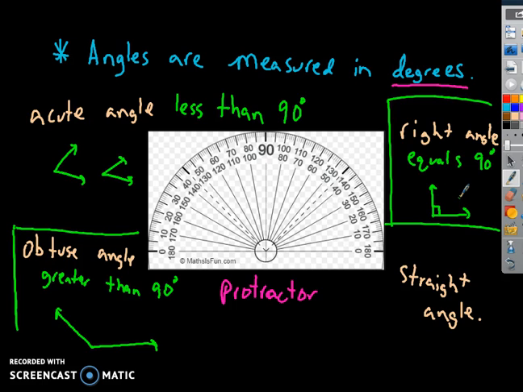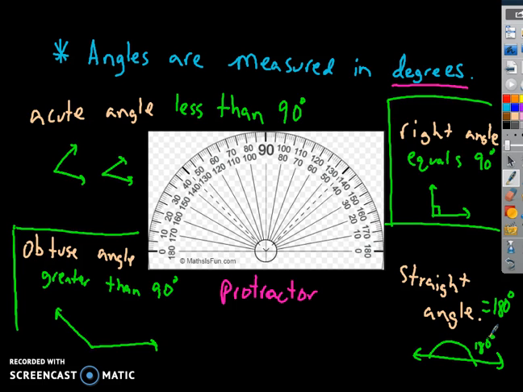All right, and the last one is a straight angle. Straight angle is pretty boring because it's just a straight line. Straight angle equals 180 degrees. So this whole angle is itself 180 degrees. So it's a straight angle. So those are the 4 different types of angles.